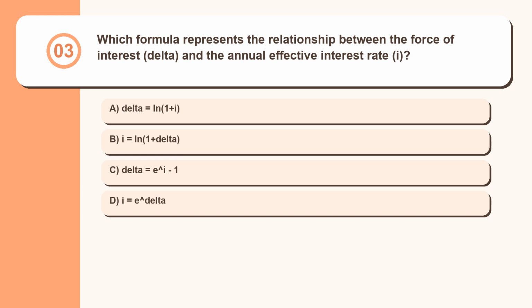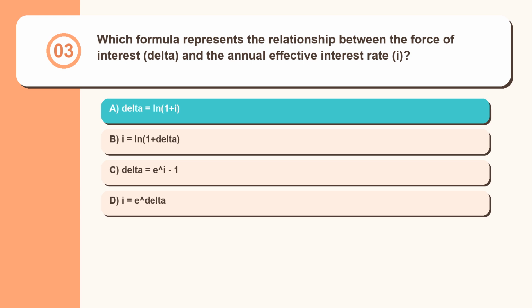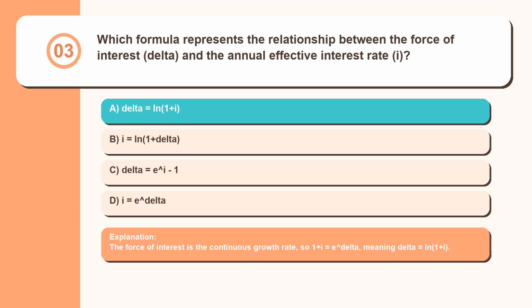Question 3. Which formula represents the relationship between the force of interest, delta, and the annual effective interest rate, i? Delta equals ln(1 plus i); i equals ln(1 plus delta); delta equals e^i minus 1; i equals e^delta. The force of interest is the continuous growth rate, so 1 plus i equals e^delta, meaning delta equals ln(1 plus i).